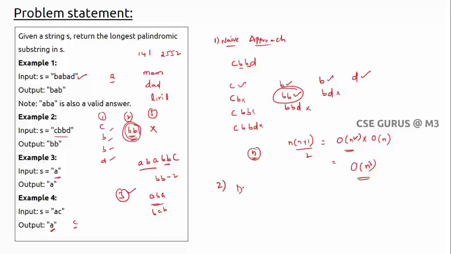But we are going with another approach, which is a dynamic one, using dynamic programming, where you will get the complexity of big O of n square only. Okay, not n cube, n square, you will get the answer. So how to do this? What is this dynamic programming approach for this longest palindromic substring? That we will see now.